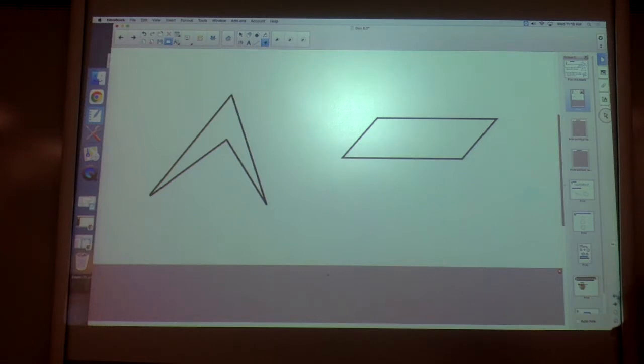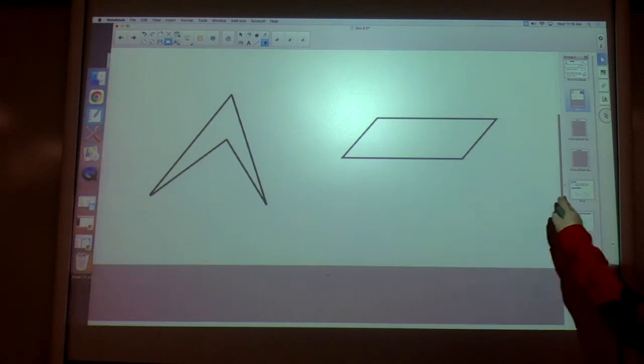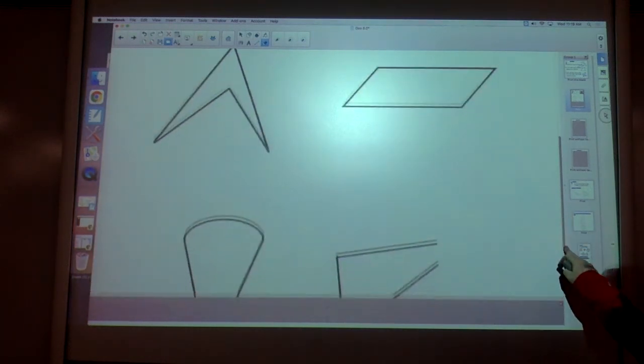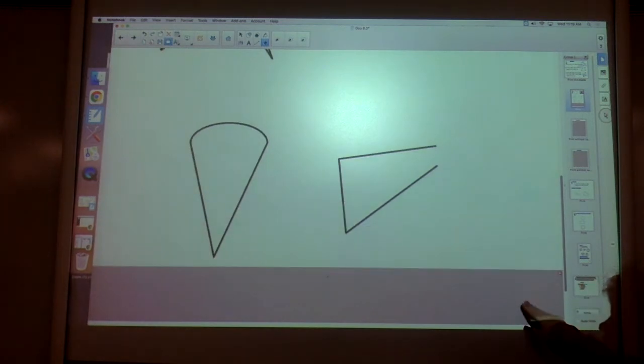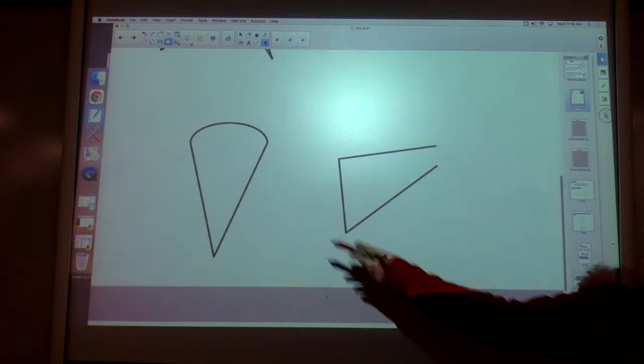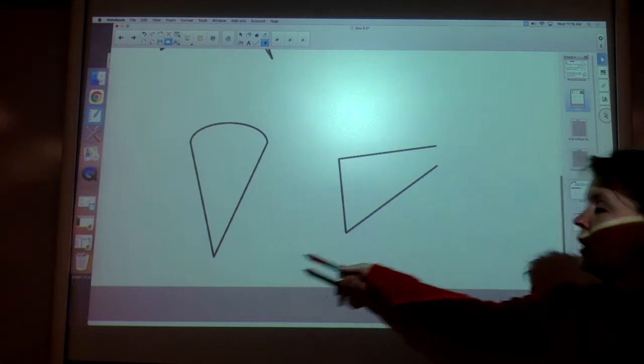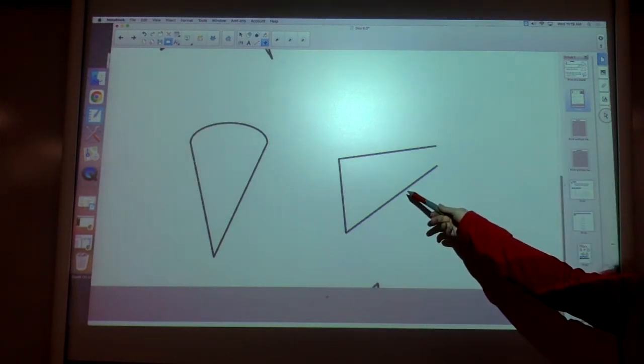Okay, both of these are polygons. They fit all 3 definitions, and they have 4 sides, 4 sides. They look completely different, but yes, they are polygons. And these are not polygons. This one fails the number 1 rule. It's not made of segments. This one fails the number 3 rule.